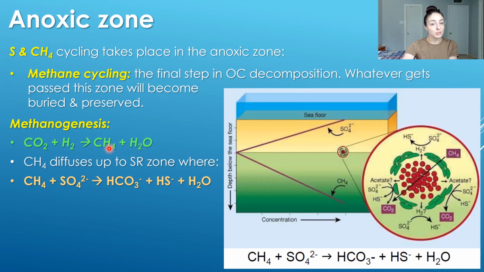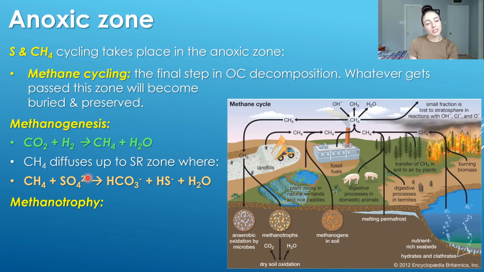And this methane that is produced in this pathway can diffuse upward to the sulfate reduction zone, where it can be coupled with sulfate reduction, in this process where sulfate reducing bacteria can use the methane as a reductant to reduce sulfate into sulfide. The other major process in this methane cycling zone is methanotrophy. Methanotrophy includes those metabolic pathways that use methane and produce other things.